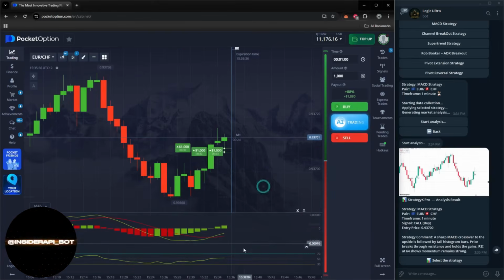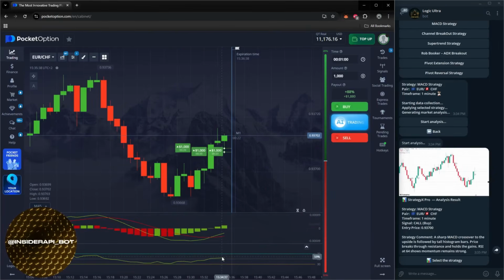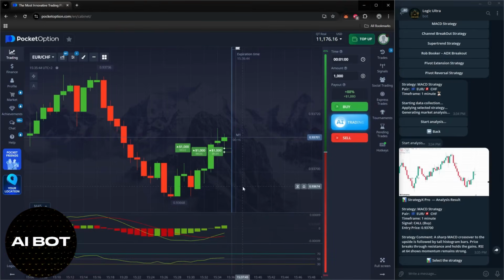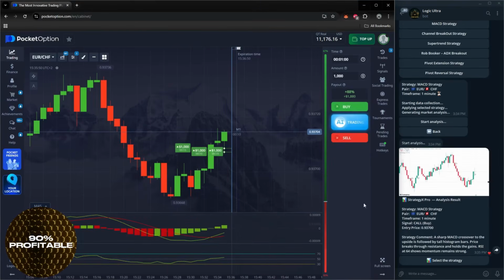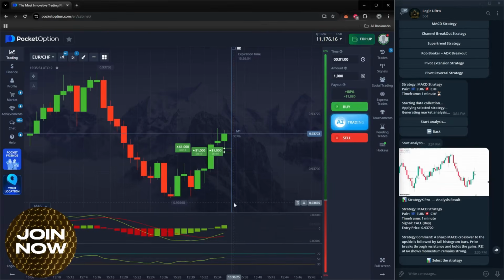Let's add RSI as well. RSI is in its 60s right here, around 60, 64. So the robot can also see that. And this is the analysis that we get. We get two indicators that are implemented into Pocket Option, into this robot, and they work together so well. And as you can see, we are making money.